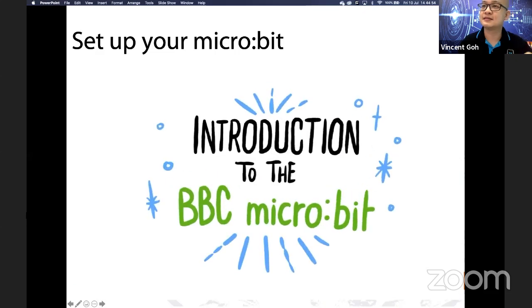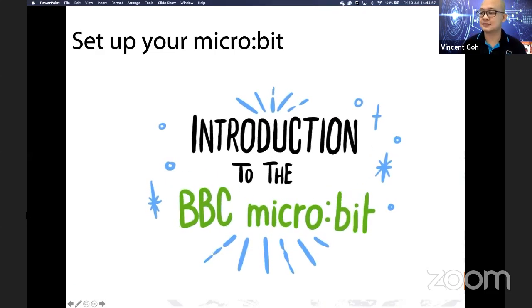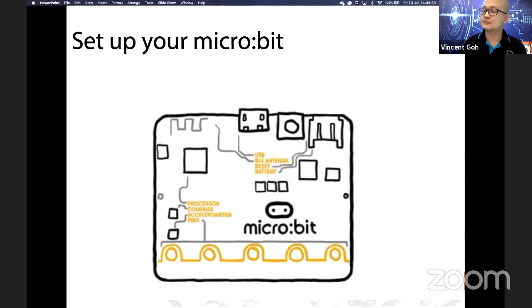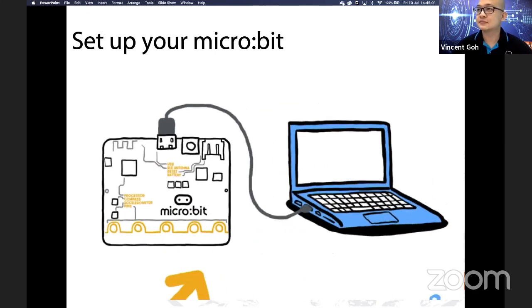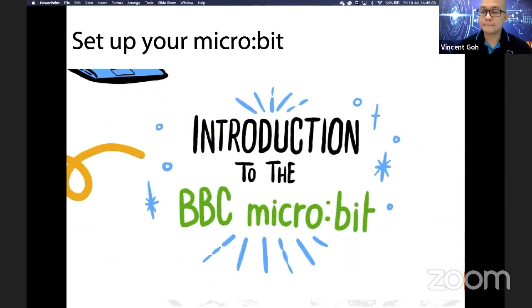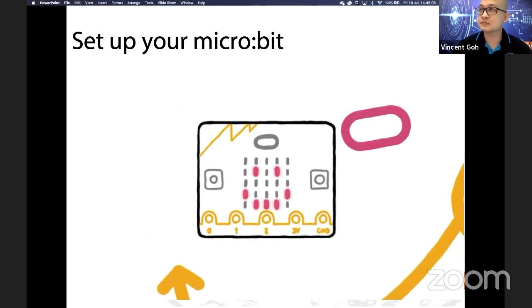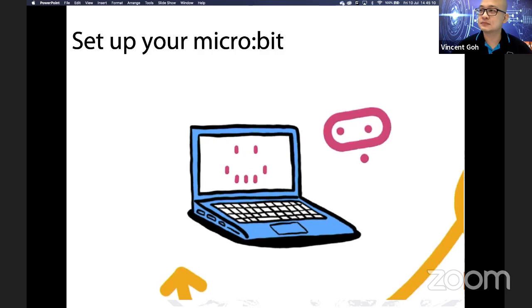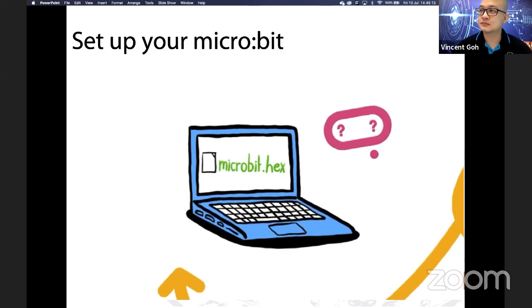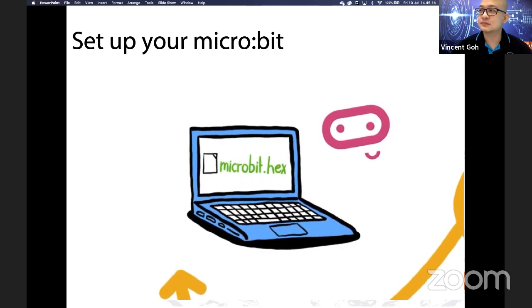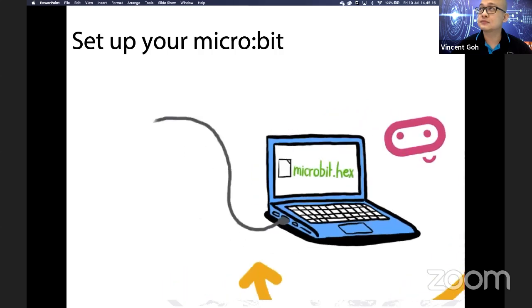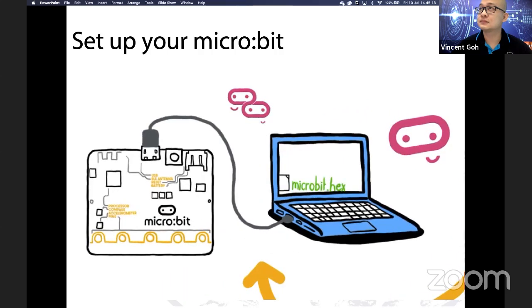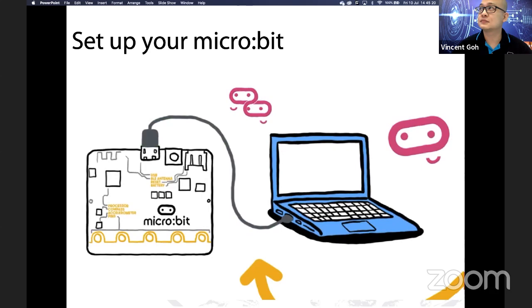It's really simple to get started with the BBC microbit. You just need a microbit, a micro USB cable, and a computer. The microbit is a piece of hardware, a tiny pocket-sized computer. To make it work, you have to tell it what to do by writing a computer program. Programs are called software. The micro USB cable is used to transfer the program onto the microbit.